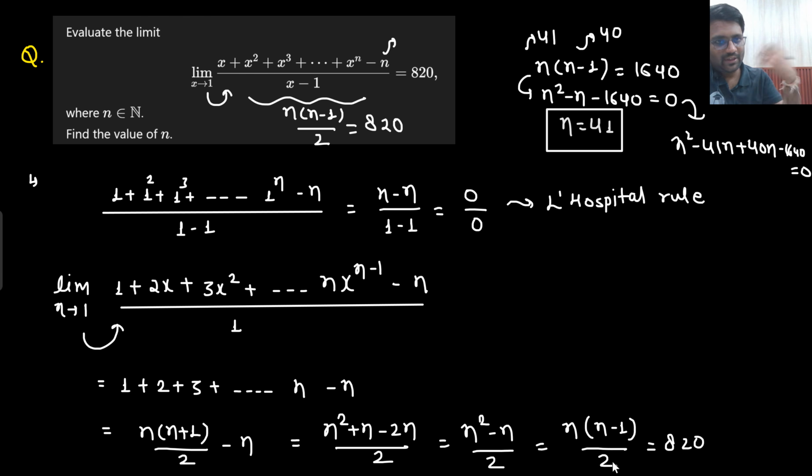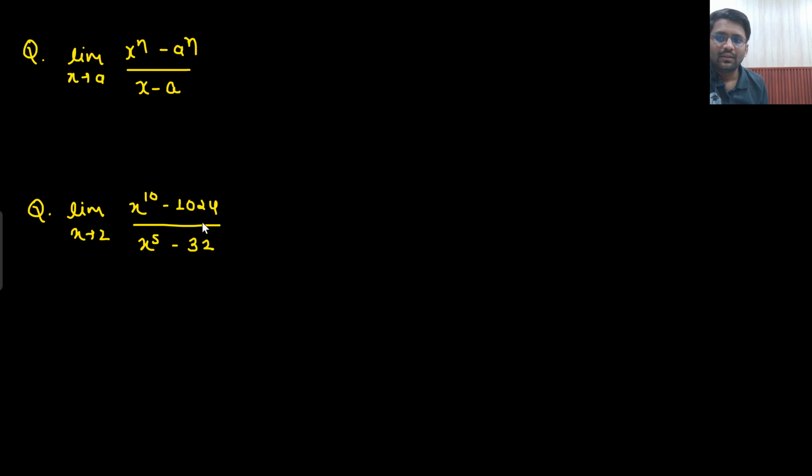Okay, so value of limit is already given. When we solved, the value of limit actually came out to be n into n minus 1 by 2, that is equated to 820. From there we get the value of n, which is 41. Is that clear to you? Okay, understandable? Solve this question on your own, solve this one also on your own.